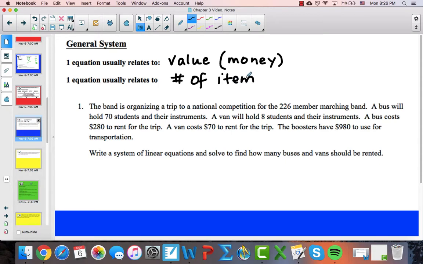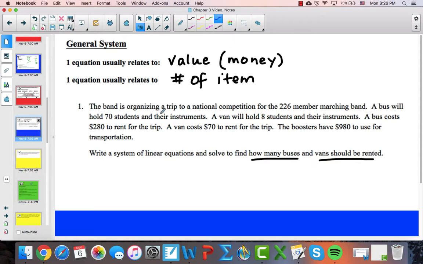Okay, so here's a really good example. The band is organizing a trip to a national competition for the 226-member marching band. A bus will hold 70 students and their instruments. A van will hold 8 students and their instruments. A bus costs $280 to rent. A van costs $70 to rent. The boosters have $980 to use for the transportation. Write a system of linear equations and solve to find how many buses and vans should be rented.